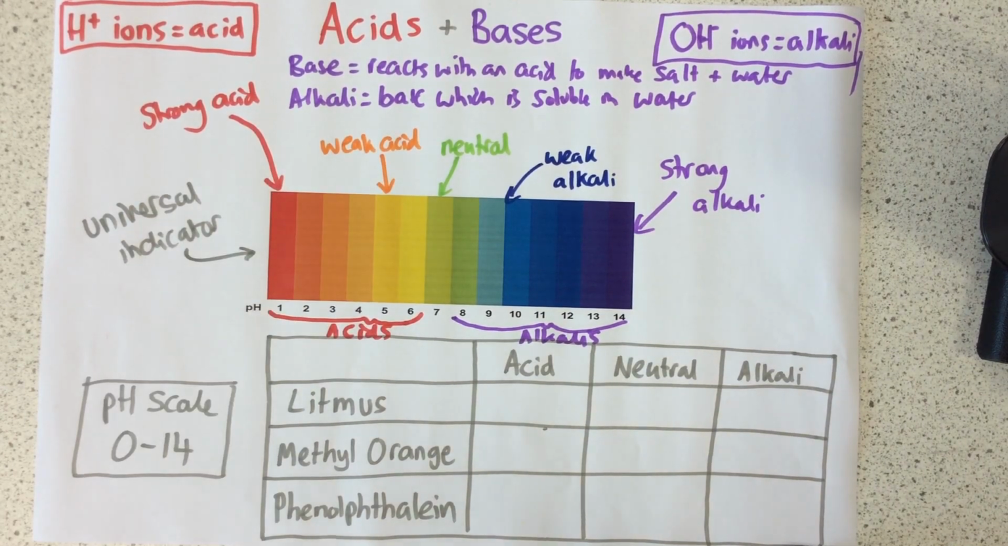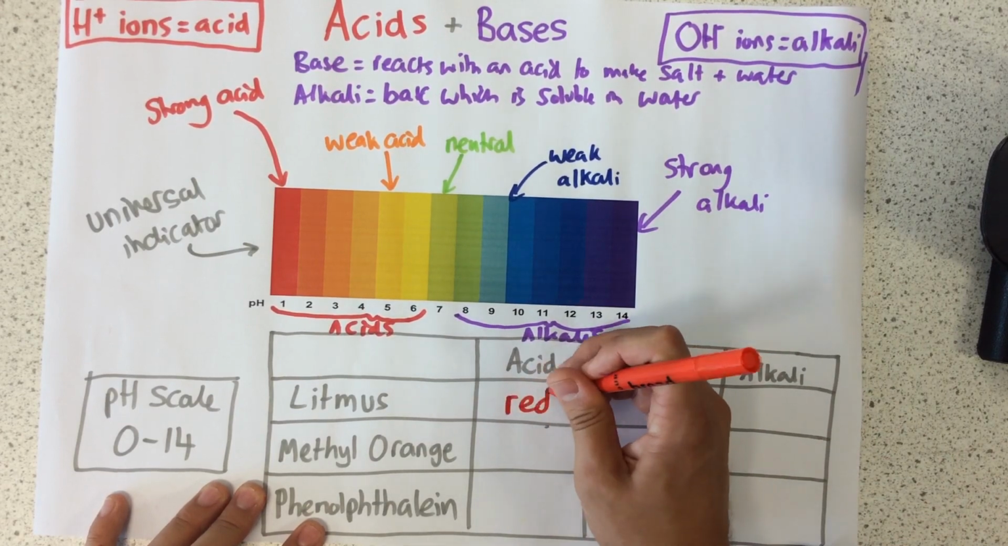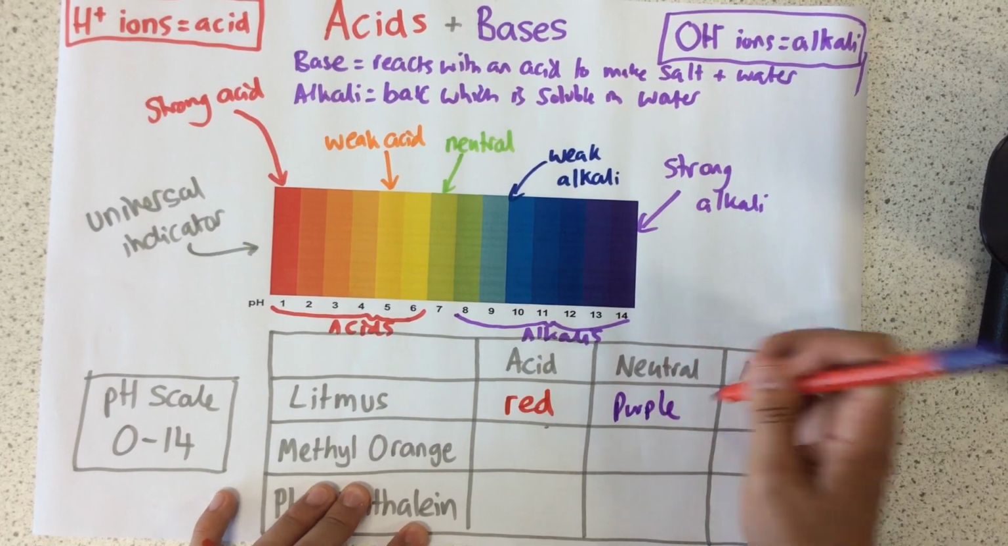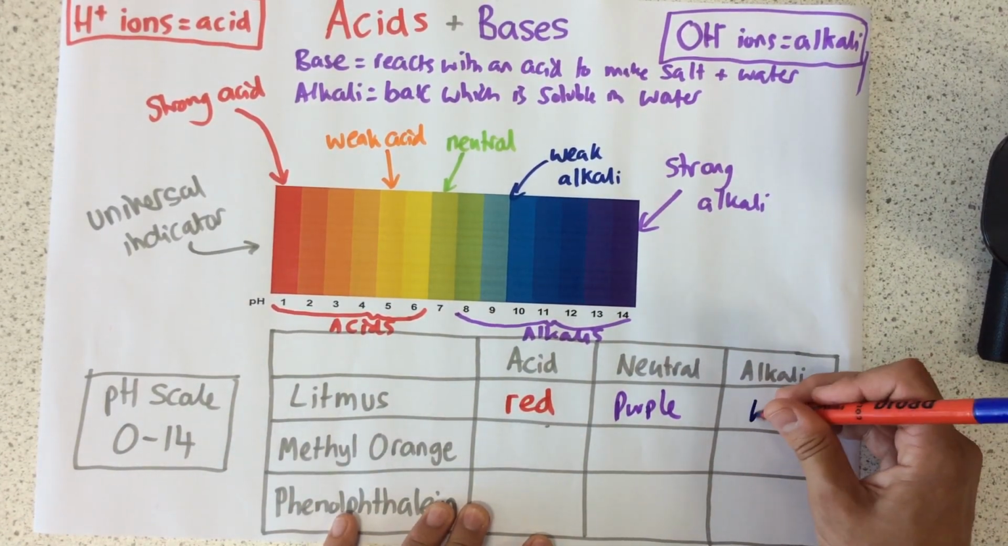There's also three other indicators that we need to know about and what they look like in each different condition. So first of all, we have litmus. In acidic conditions, it's red. In neutral conditions, it's purple. And in alkaline conditions, it is blue.